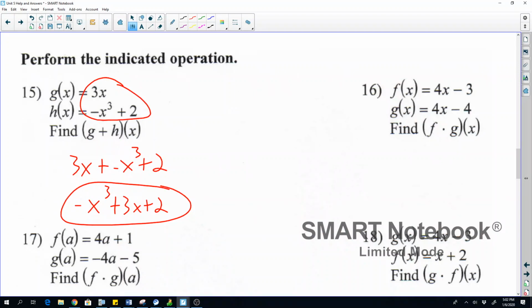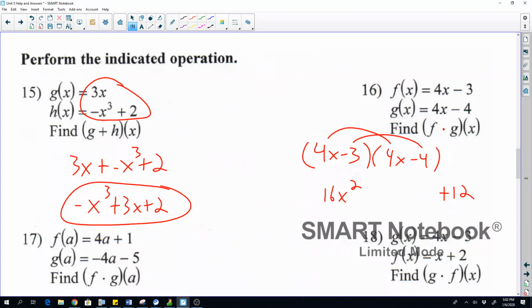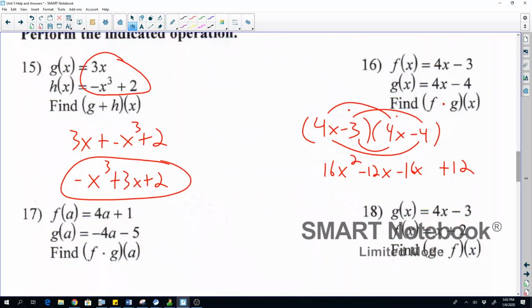Number 16, when you get to f dot g, that's going to be times, right? So for number 16, you're going to simply do 4x minus 3, which is f, times 4x minus 4, which is g. And then we distribute through, so 4x times 4x is 16x squared. Negative 3 times negative 4 is a positive 12. And don't forget your nose and mouth, because that's the eyes. So negative 3 times 4x is negative 12x. And negative 4 times 4x is negative 16x. And then we're going to go ahead and combine like terms there.